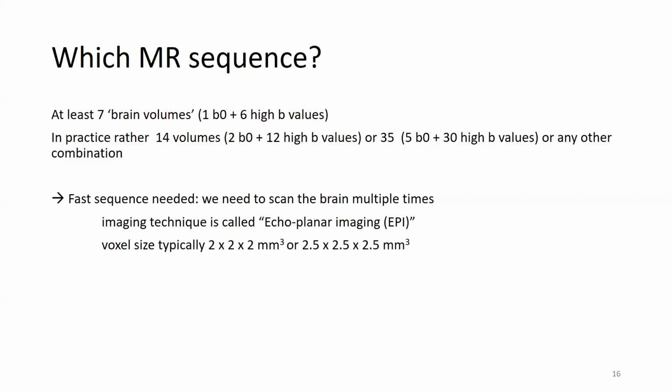What is a typical voxel size of a nice T1 weighted structural scan? How big are the voxels there? Ten micrometers, 100 micrometers, 1 millimeter, 5 millimeter, approximately.